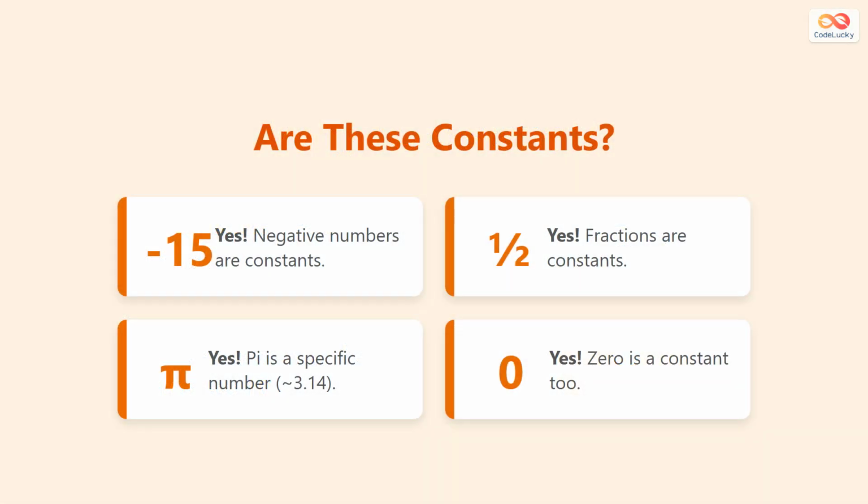Constants aren't just whole positive numbers. -15 is a constant. 1/2 is a constant. Even pi, which represents roughly 3.14, is a constant because it is a specific fixed value.